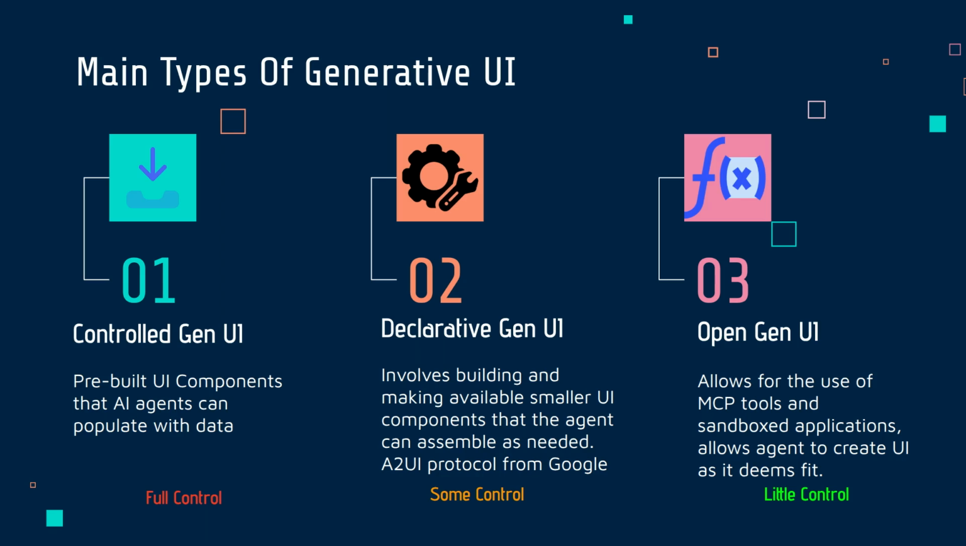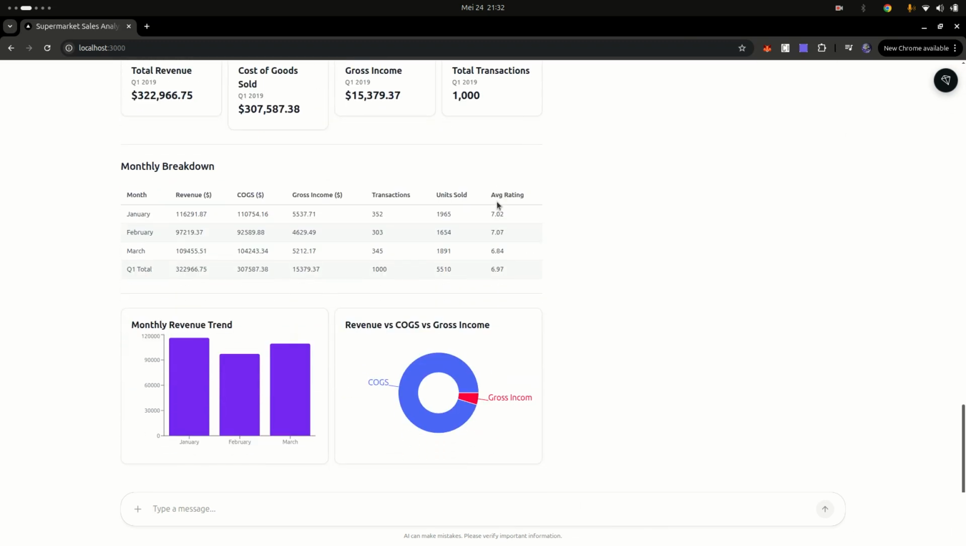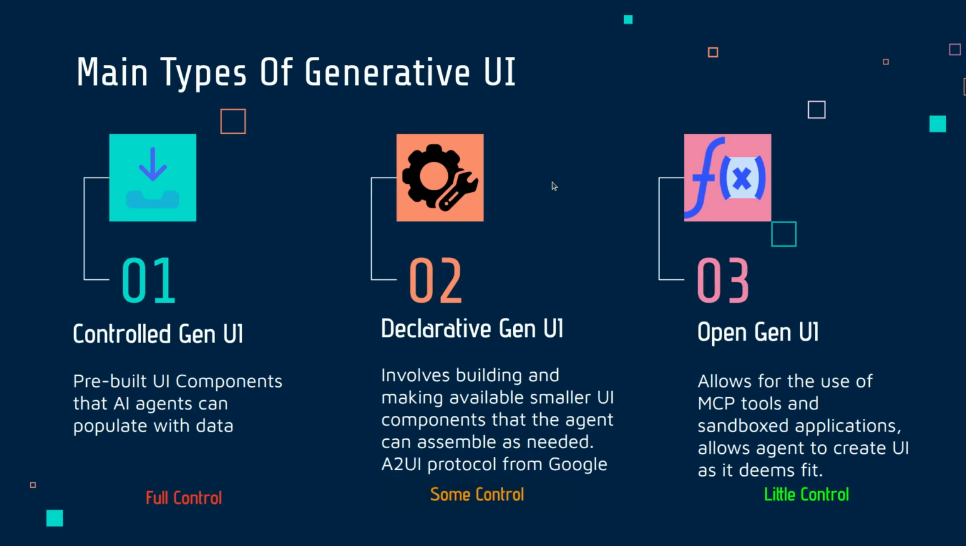So if you want full control over the app, you can do controlled UI: write your own components, and have the AI provide the data, passing the arguments to use those components, right? That's control. In this project, I used some controlled components, and for other parts I used the next one, which is called declarative Gen UI.